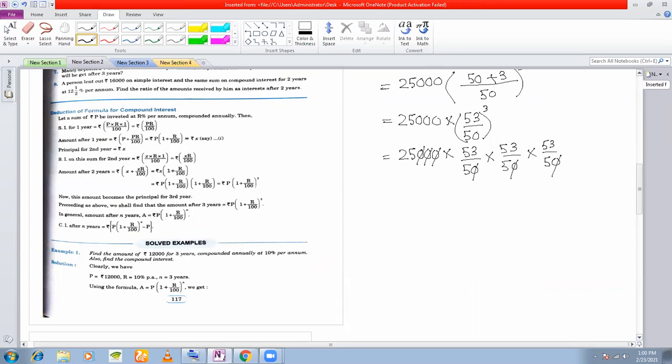Okay, now we can cancel with 5 also. 5 goes 5 times, and here 5 goes once. So this cancels off. So what you are essentially getting here is 53 into 53 into 53 divided by 5. Okay. Now what you can do is you can multiply everything. 53 into 53 into 53 is 148877.